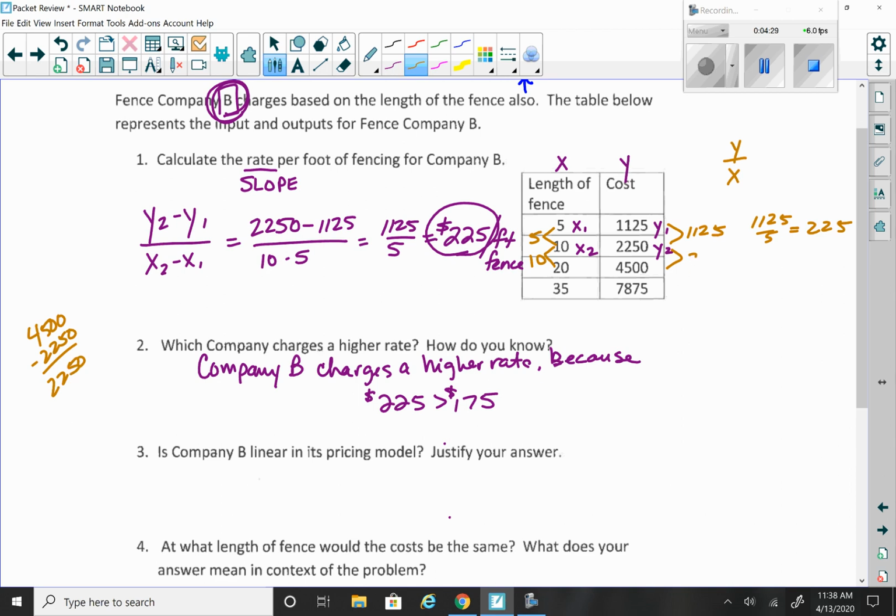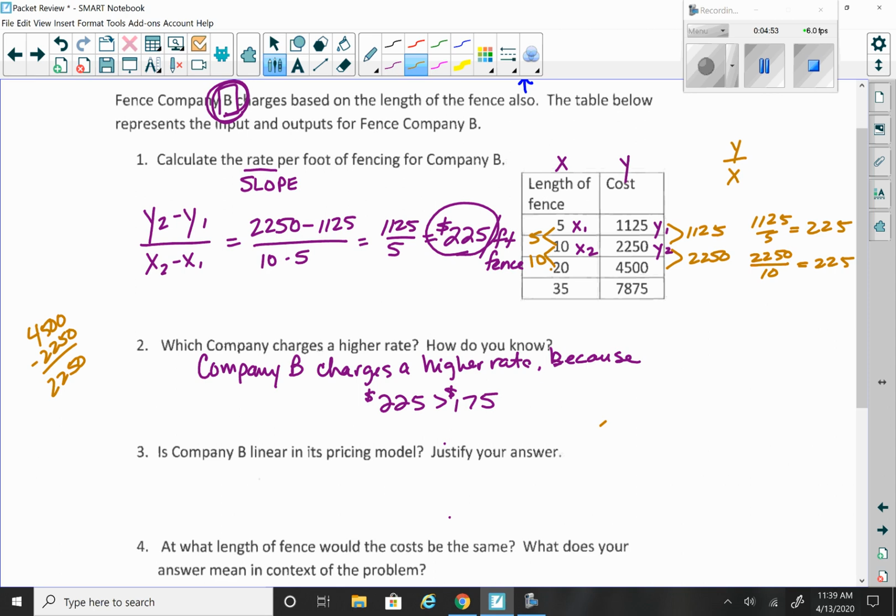So there, the y values are going up by 2250. Again, your rate or rate of change or slope is your change in y over your change in x. And then if I divide this on my calculator, I get 225. So far it is looking linear. It does look like it's going up at a constant rate, but we need to check the last point down there.